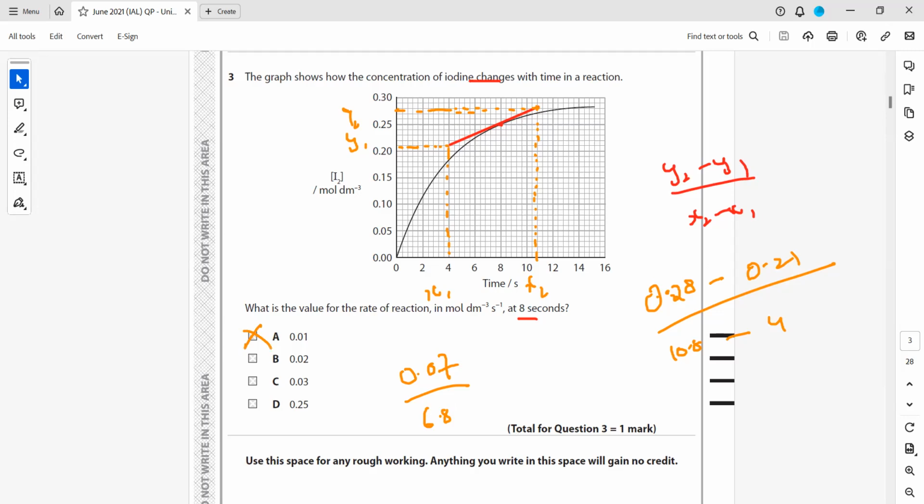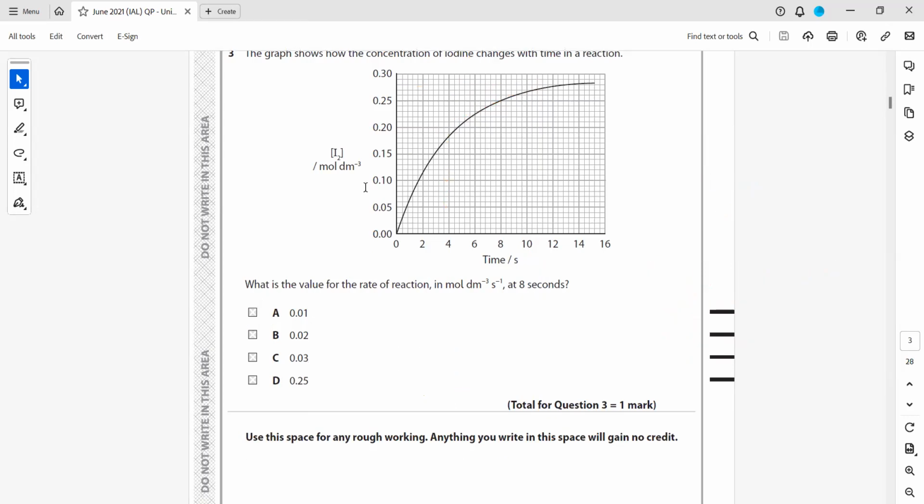So whenever you need the rate of a reaction at a specific time, you have to work out a gradient. You cannot just do concentration divided by time, because that does not give us a rate. When it's a straight line, it will be correct, but when it is a curve, the rate is continuously changing. So you have to work it out by drawing a tangent at a specific point, which they will mention in the question.